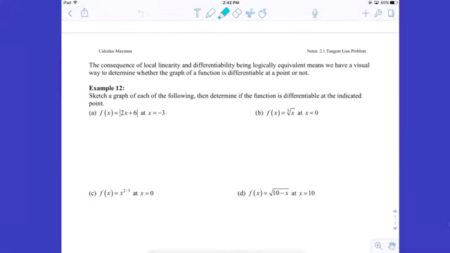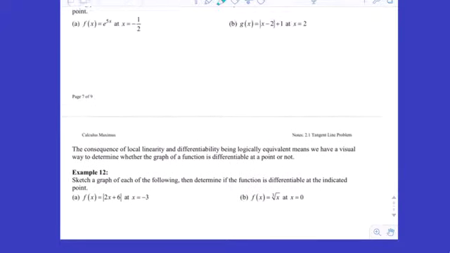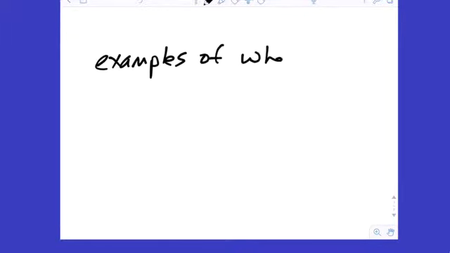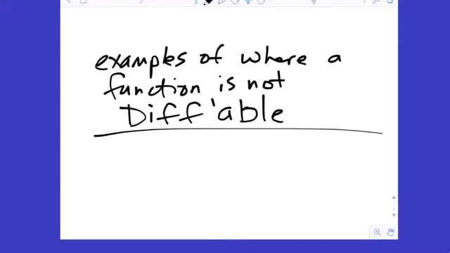So example 12. Example 12 is going to give us some more functions that illustrate where a derivative fails to exist. But we've already kind of got some of that under our belt. So I'm just going to scroll right up here above 12 and start a list here. This is examples of where a function is not differentiable. And remember, a function is differentiable if the slope or the derivative exists at that point.